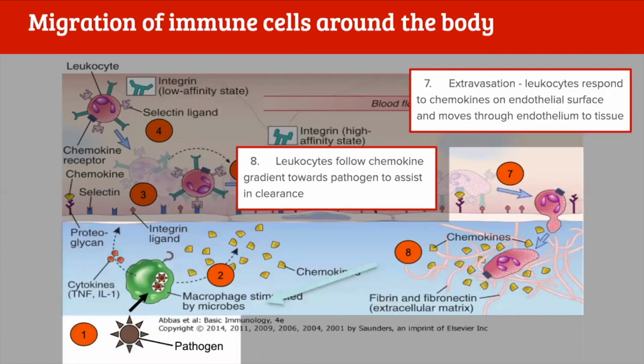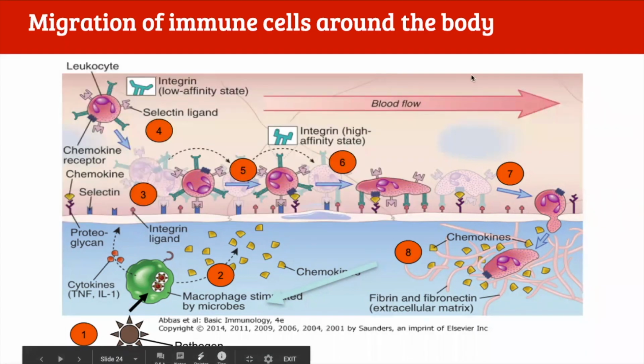Step 7 is called extravasation, which is when your leukocytes respond to the chemokines on the endothelial surface and actually move through the gaps in the endothelium into the tissue, so that they can get towards the site of injury or wherever the pathogen is. So your leukocytes will follow the chemokine gradient towards the pathogen to assist in clearance. And that's it.